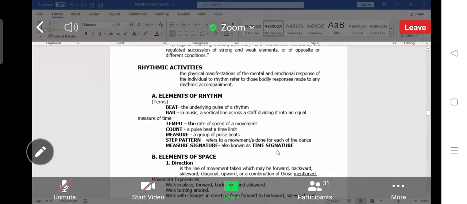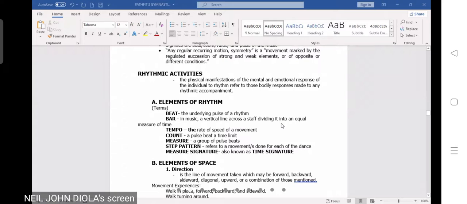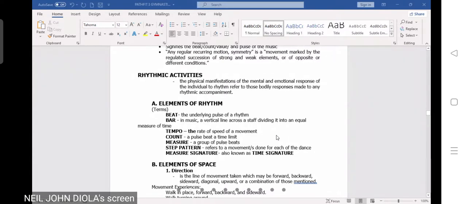Okay, so tempo is the rate of speed of the movement. When we talk about tempo, there are three types of tempo. We have the slow, the moderate, and the fast movement. Okay, what else? Another sample. Okay, what is based on your observation?